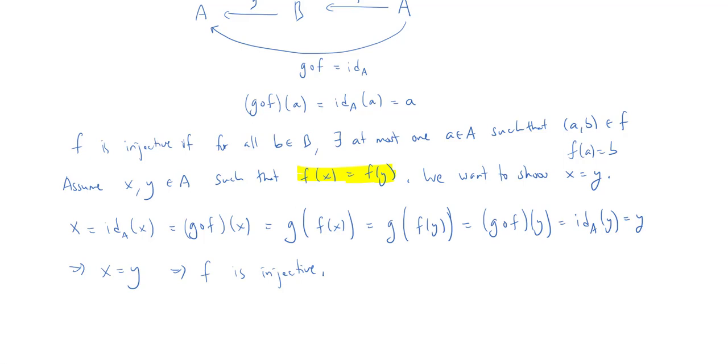Now, a good follow-up to this question is to ask, well, is there anything special we can say about this G, right? We know that if G composed F is the identity, that F is injective. Is there anything special we can say about G? So here is an exercise as a follow-up. Prove that G is surjective.